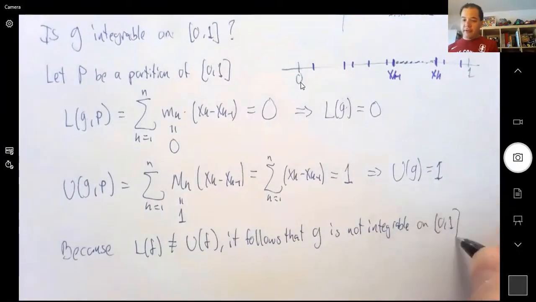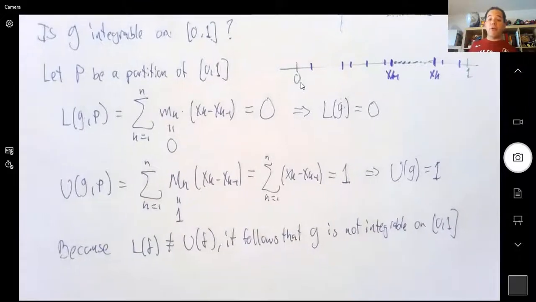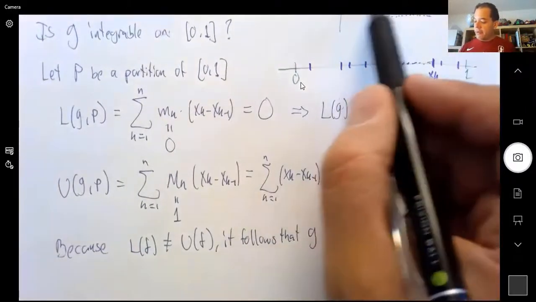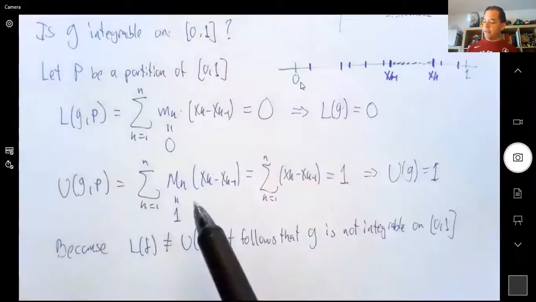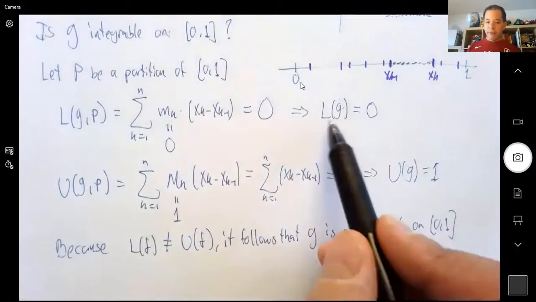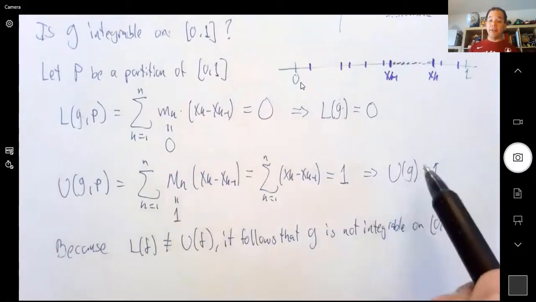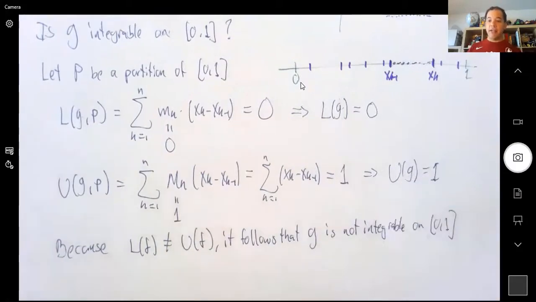And notice that it's not integrable no matter what other interval you pick. If you change the interval [0, 1] to any other interval, the procedure will be the same. This one will still be 0 no matter what, and the other one will be the length of the interval no matter what. And the length of the interval is never 0, right?